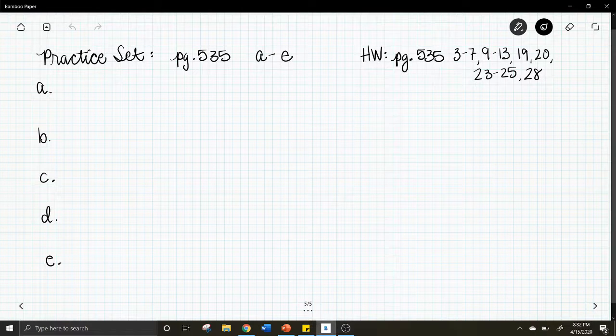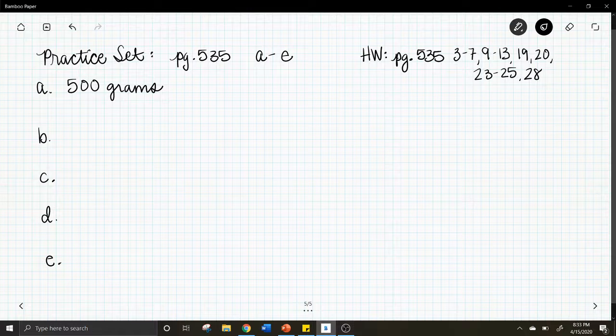But we're going to look at our practice set, so just take a few moments to do A through E on page 535. Pause the video, work on that, and then come back so we can go over those problems. All right, we'll start with letter A. Half of a kilogram is how many grams? Remember, 1 kilogram is 1,000 grams, so half a kilogram will be 500 grams.